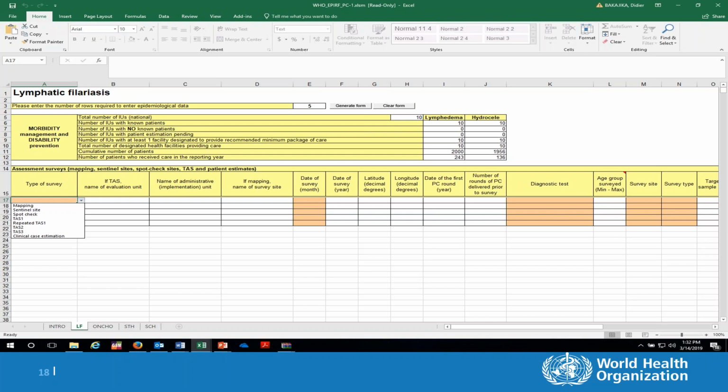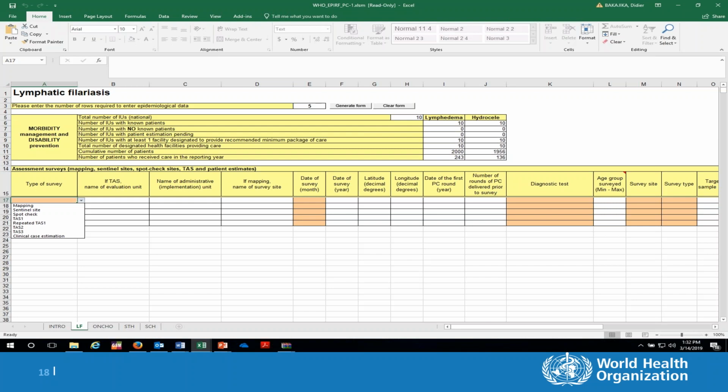So in the second part, we have the type of survey. It's a scroll down. You have either the survey is mapping, or if you have collected data about the Sentinel site, spot check, TAS 1, repeat TAS. So this form is also used to report the data collected on TAS.